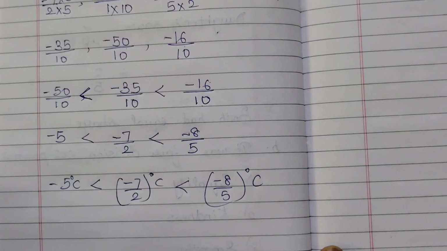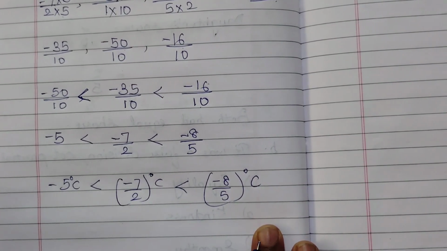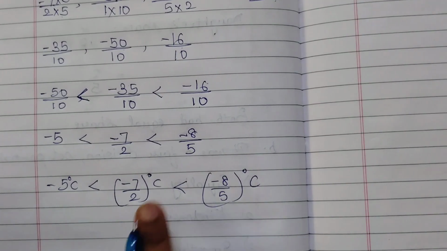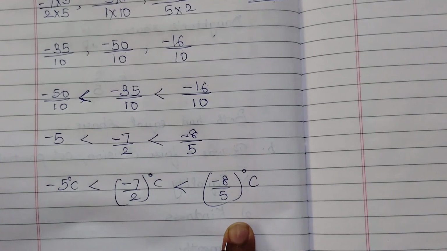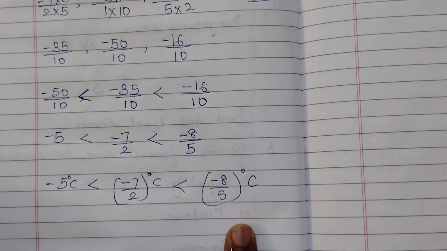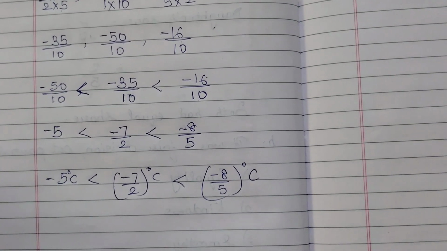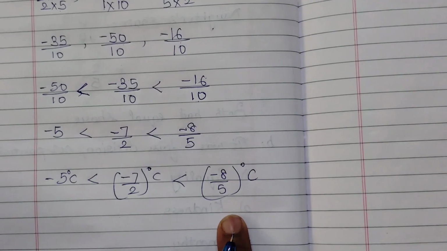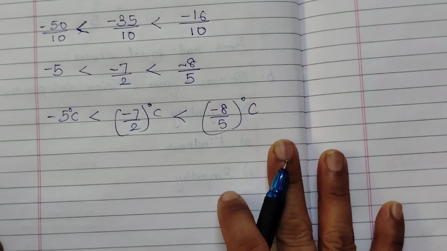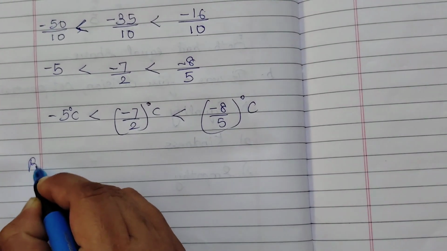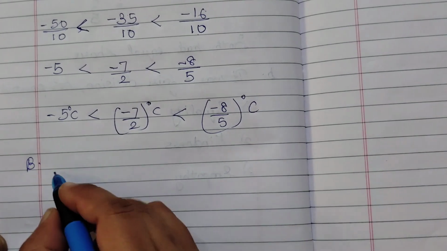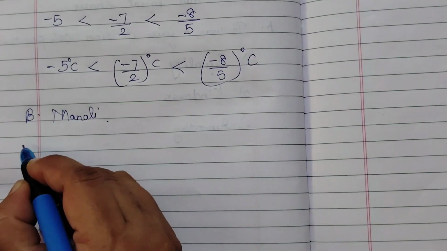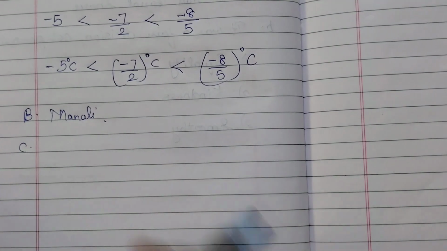So this is the answer to 2A. We have arranged these in ascending order. This is the lowest temperature and this is the highest temperature among these. What do you think, which place will they decide to visit? They will decide to visit the one at -8 upon 5. Which place has that temperature? Manali. So the answer to B, which place they will decide to visit, is Manali.